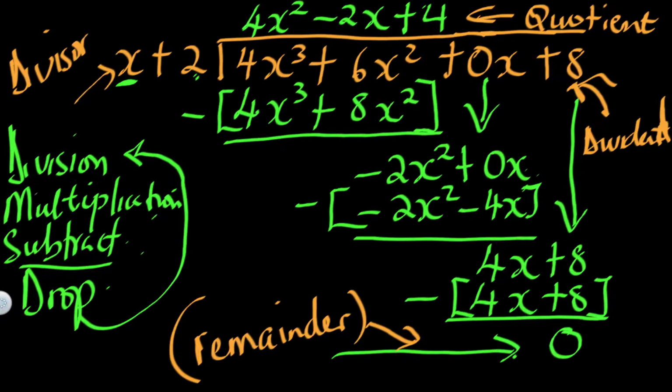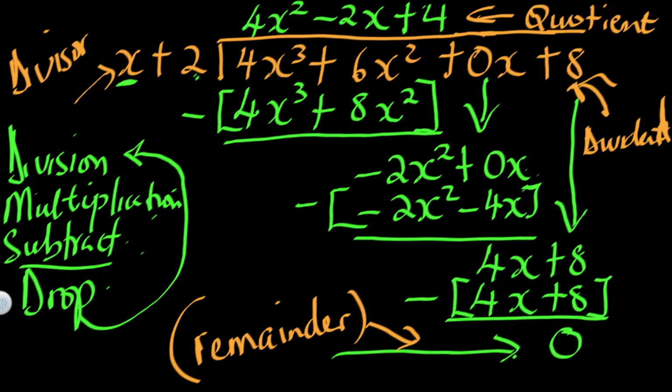We're getting a remainder of 0 because x plus 2 is a factor of 4x cubed plus 6x squared plus 8. That is why our remainder is 0. But if it was not a factor, we were going to find a remainder, which was going to be something else. This is how you do long division of algebraic expressions. If you have any question, please just type them in the comment section below.